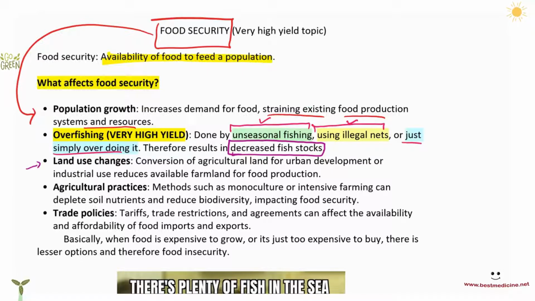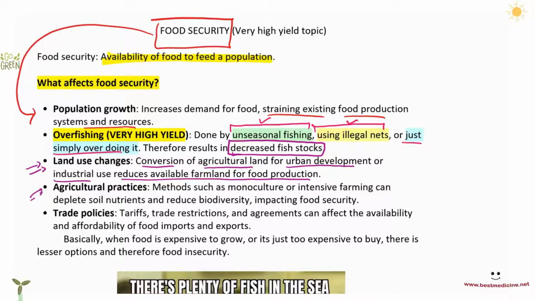A third thing that would affect food security is land use changes. Conversion of agricultural land for urban development or industrial use reduces available farmland for food production. Let's say you have a farm, right? And instead of having the farm there, you go ahead and develop an industry there. Or in some third world countries, there's something called housing societies that they develop, urbanized for living. And that is not good because now you have less farmland available and therefore you have less food. You might even be dependent on importing different kinds of foods from abroad.